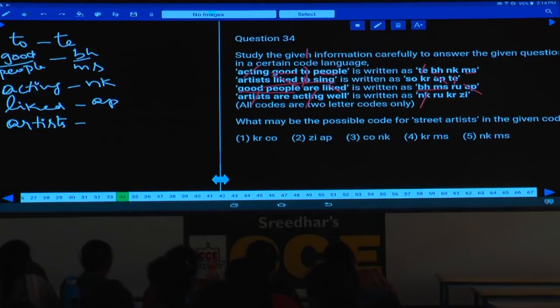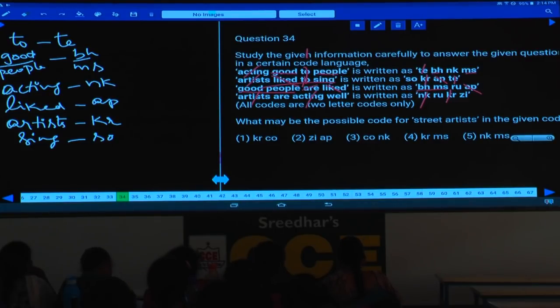KR. And the code to the word artist is KR. Artist, KR, here also KR and artist. Now coming to the second one. Now in the second, artist like to sing. Yes, what is the word left over here? Sing is the word left over. And what is the code left over? SO. Hence the code to the word sing is SO. Then R.